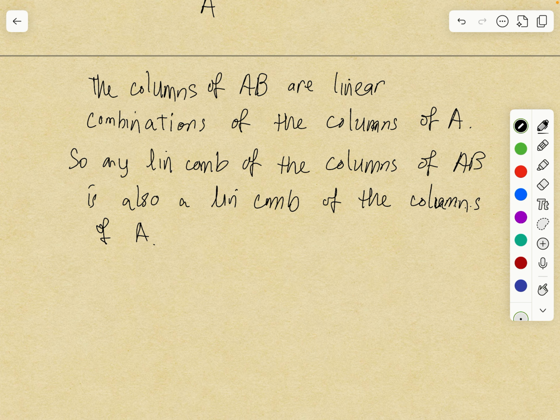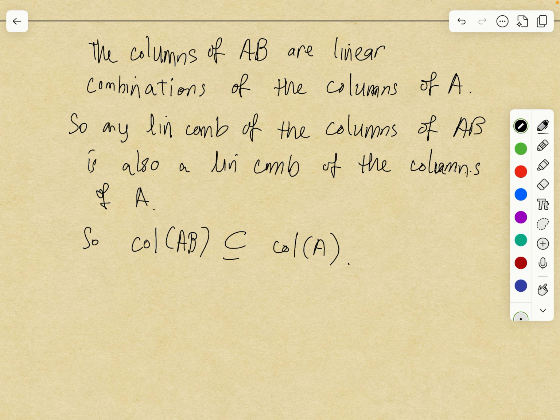Well, any linear combination of the columns of AB, I mean, what is the word for the linear combinations of the columns of AB? That's the column space of AB, right? So the column space of AB must be a subset of the column space of A. Okay? So remember, the COL refers to the column space, not the columns, but the column space. So the column space of AB is a subset of the column space of A.